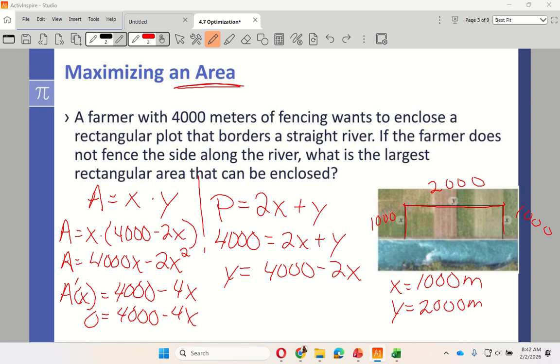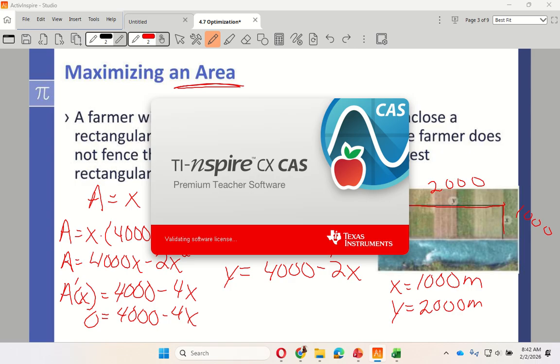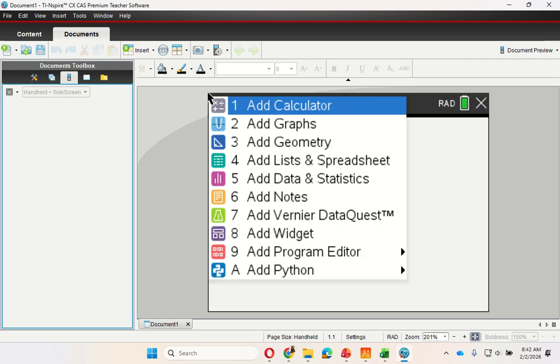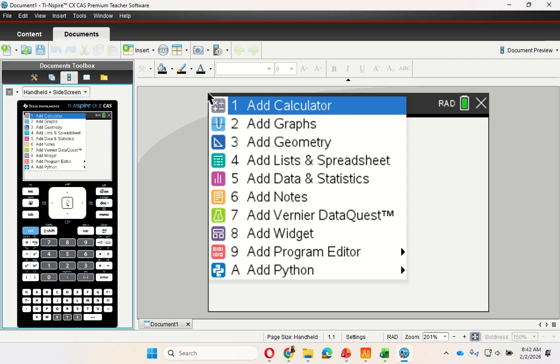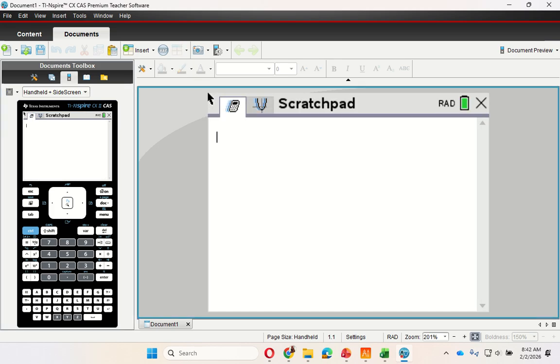I'm going to pull up the graph to show you. All right, so you ready? I'm going to show you something.